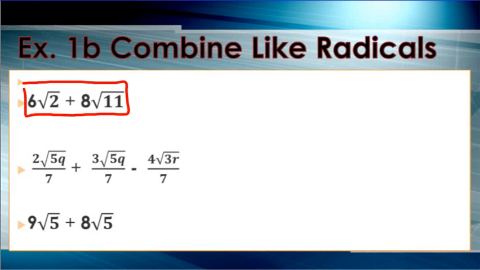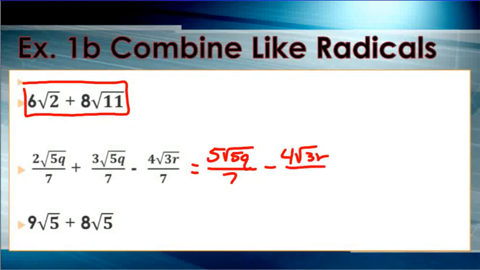Next one, 2 times the square root of 5 cubed divided by 7 plus 3 times the square root of 5 cubed divided by 7 minus 4 times the square root of 3r divided by 7. Now, since we have this in fraction form, we have to make sure that the denominators are the same. The denominators are the same, so we can add and subtract them, but we can only add the first two because they have the same radicands. So we have 2 plus 3 is 5 times the square root of 5 cubed, and this is all over 7. And then we can subtract 4 square root of 3r divided by 7.